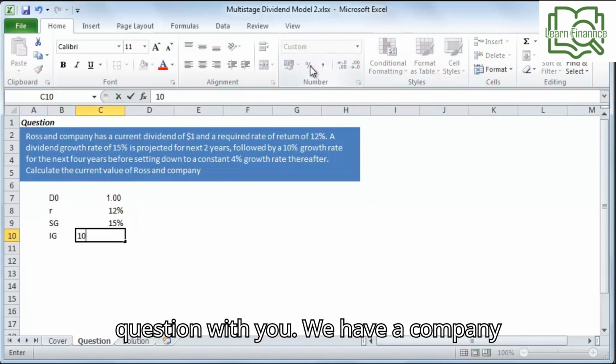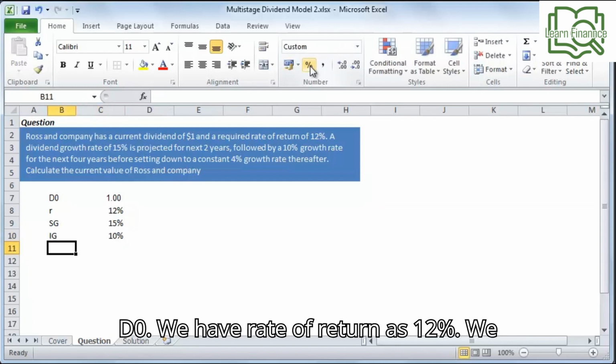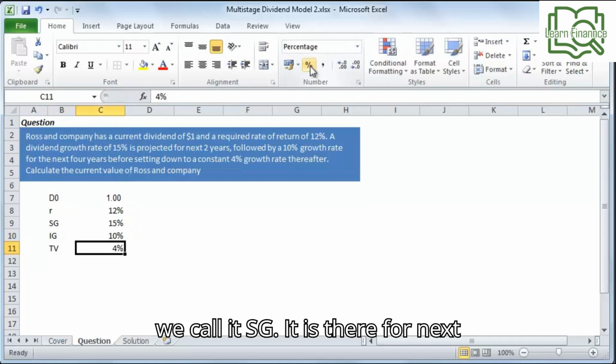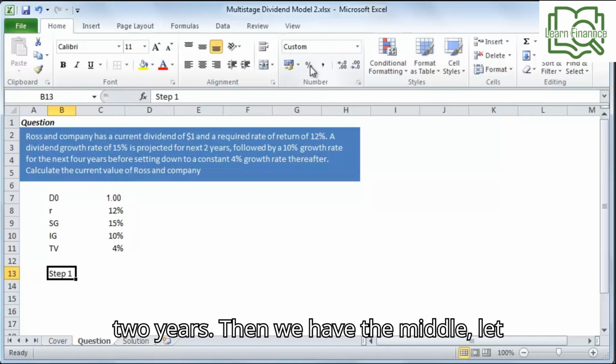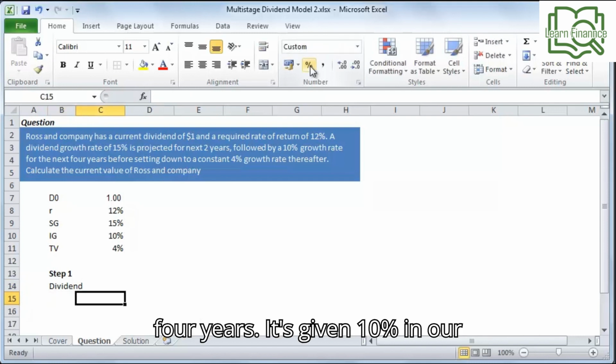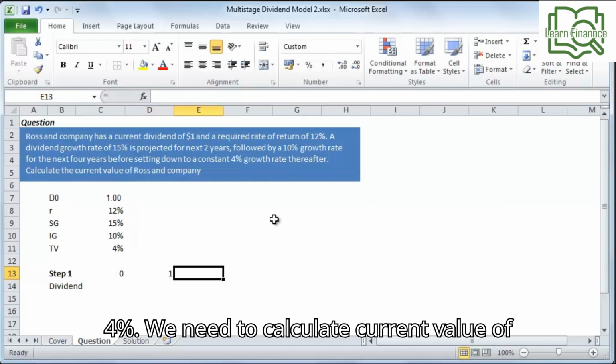We have a company which has a current dividend of $1 as D0. We have a rate of return of 12%. We have a supernormal growth rate of 15%, so we call it SG. It is there for the next 2 years. Then we have the middle, let us call this IGG. This is for the next 4 years. It's given as 10%, and our terminal value growth rate is given as 4%. We need to calculate the current value of Ross and Company.